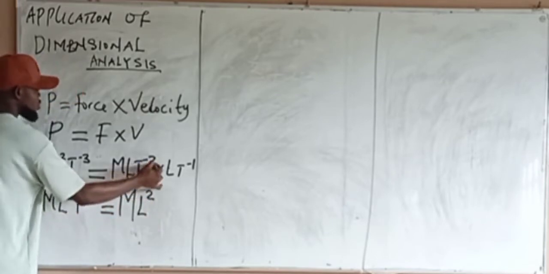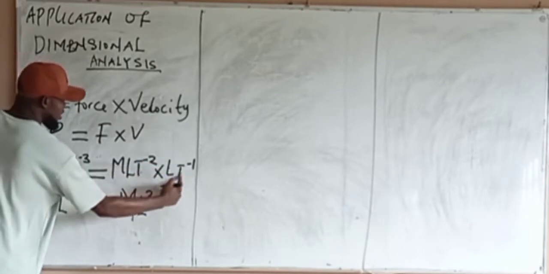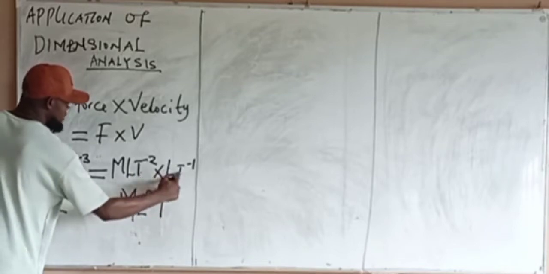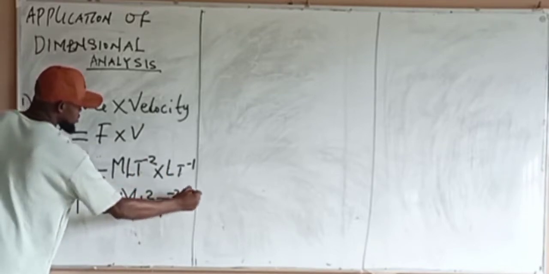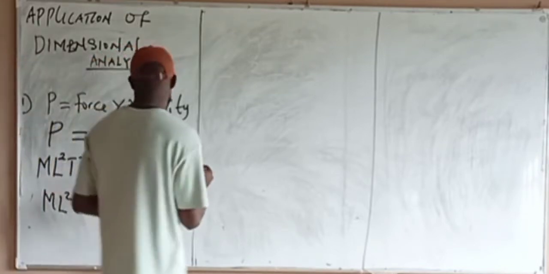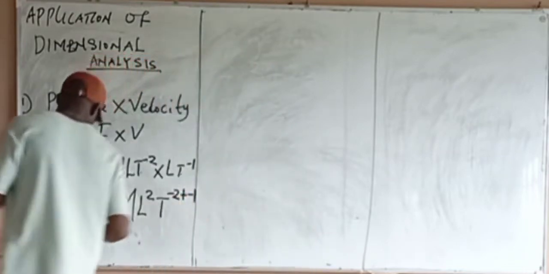Then T raised to power minus 2 times T raised to power minus 1. You pick one of the bases, they add up: power minus 2 plus minus 1. So at the end of the day, we'll be having something like this.